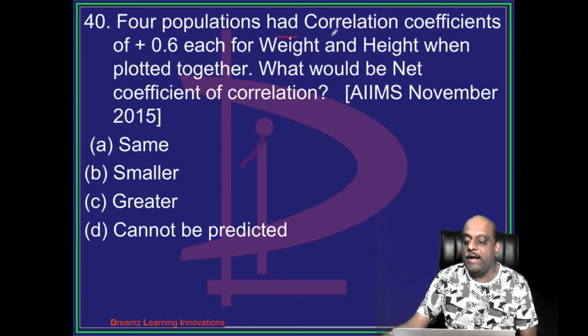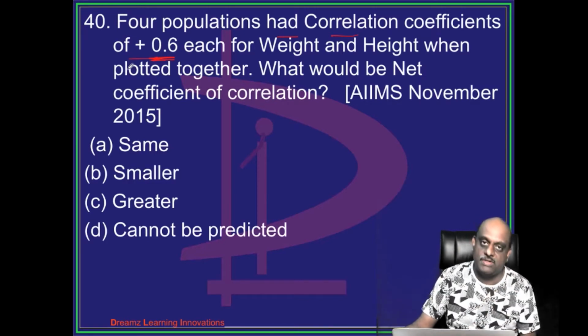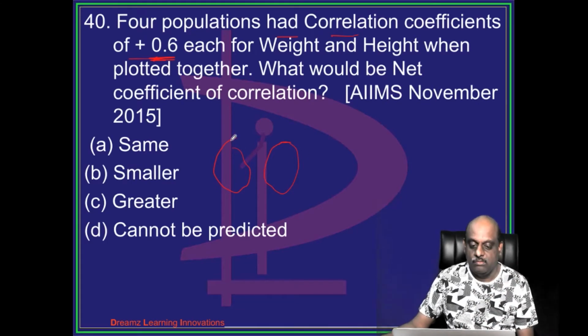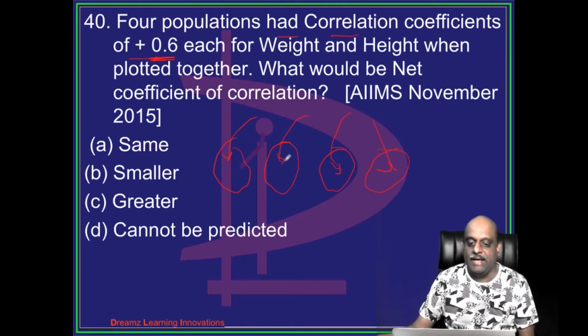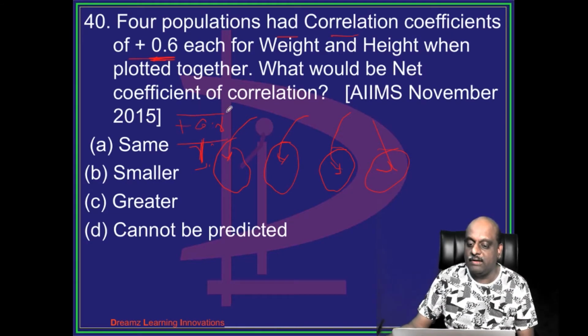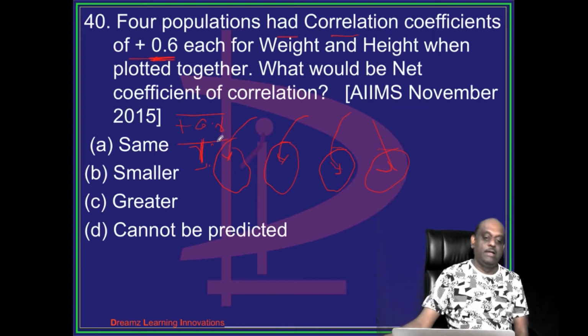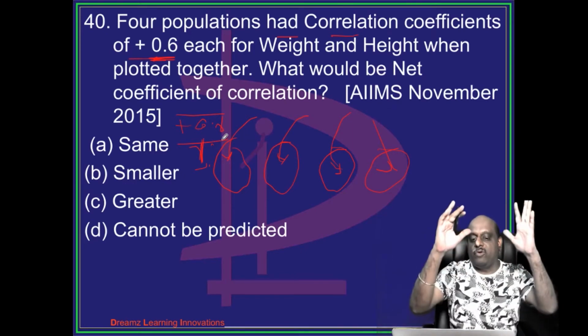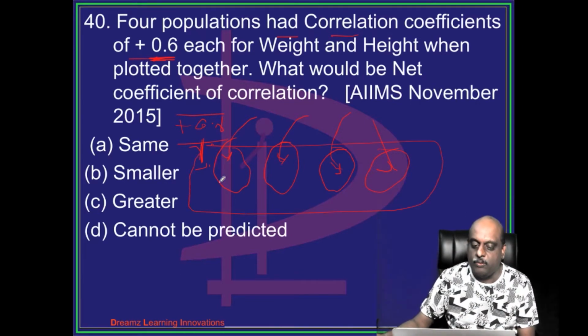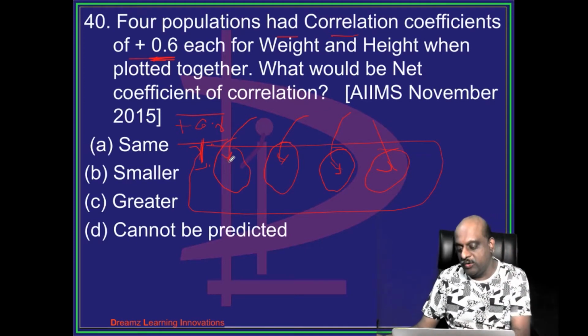4 populations had correlation coefficients of 0.6 between weight and height. AIIMS Medical College, PGI Medical College, Gandhi Medical College, Osmania Medical College, we took 4 medical colleges, 4 populations, and the weight and height of the medical students has 0.6 as the correlation coefficient. Now the examiner is asking a question, what will the net coefficient of correlation be? If you take all the 4 populations together, what will be the net correlation coefficient?